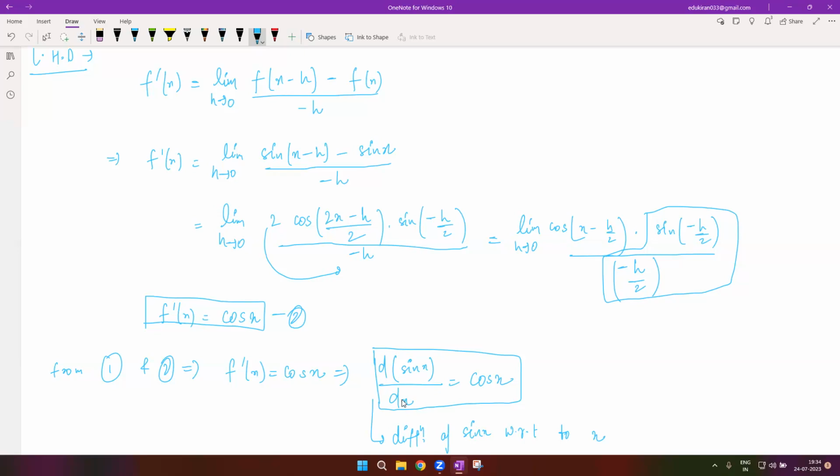The first type of question, which has a low probability by the way, can be based on differentiability, which is also a method to find out the differentiation of different functions.